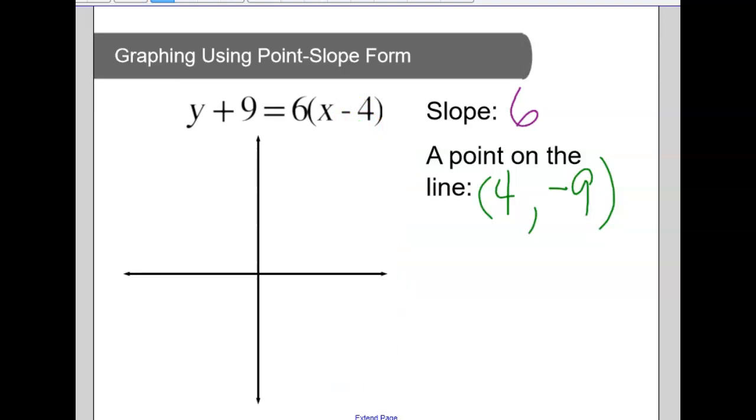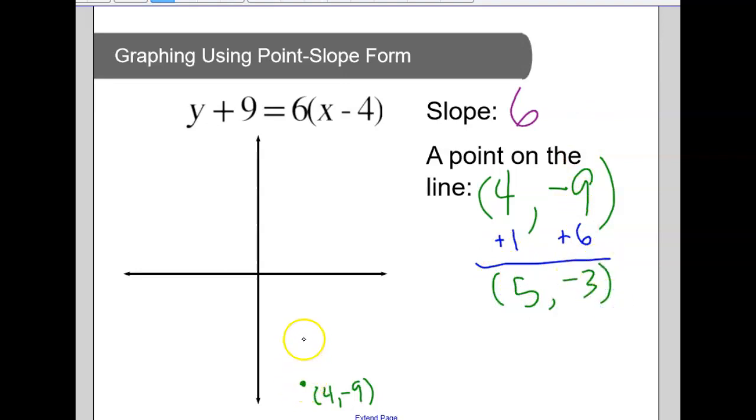Once again, if you don't have a coordinate plane handy, of course you can just sketch your x and y axis and then start with the point that's given in the equation. So I'm going to just sketch where it is, 4, negative 9. Let's just say it is right down here in quadrant 4. And I do want you to label it. And then I'm going to go up 6, and to the right 1.